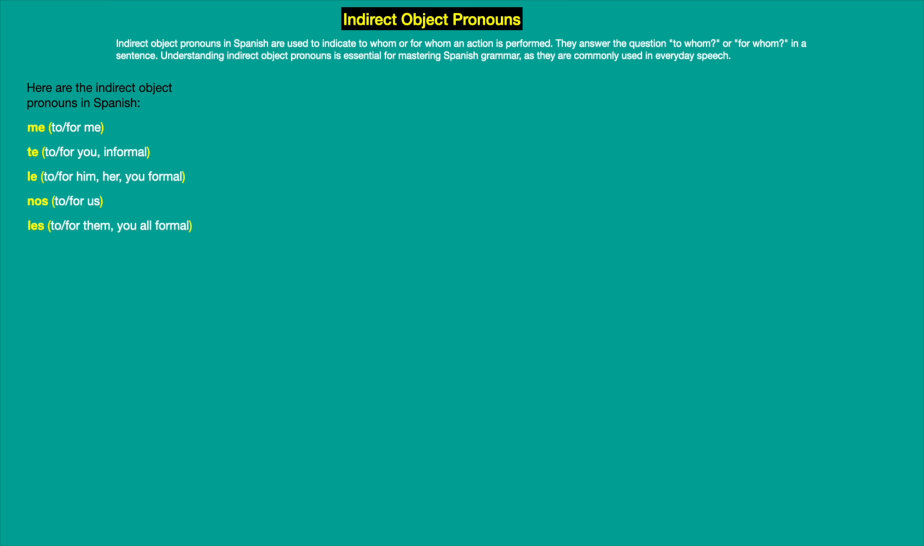María le da un libro. To whom? To him. Le da. María nos da un libro. So to whom is María giving the book? To us. Nos. María les da un libro. To whom? To them. Les da. Okay, so that is how you conjugate, and that is how you are going to use it. Let's have some practice in here.